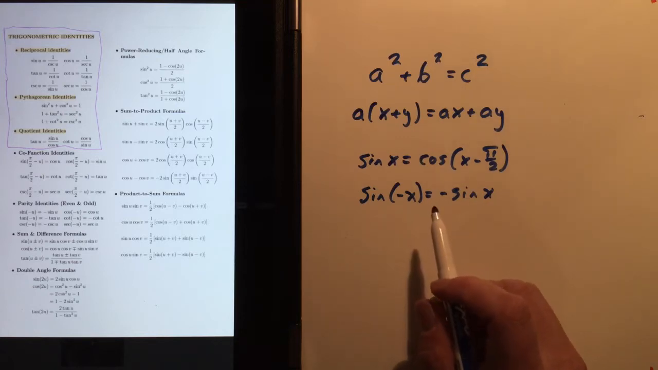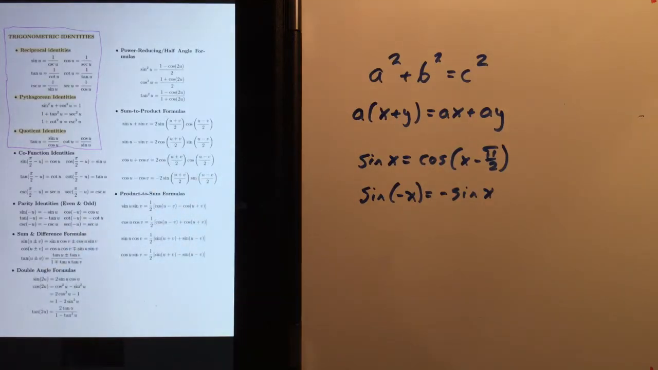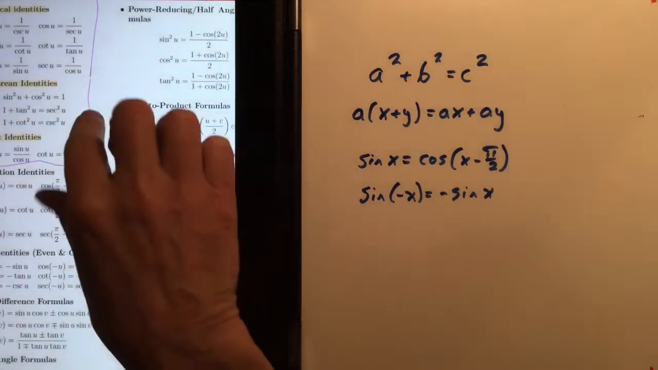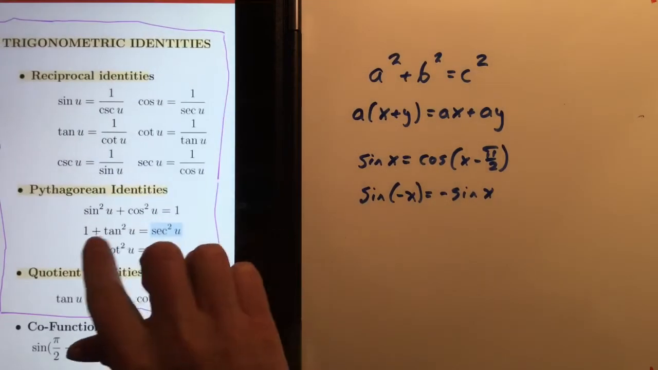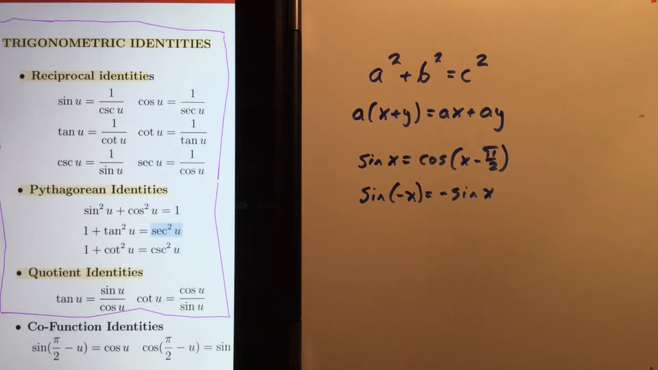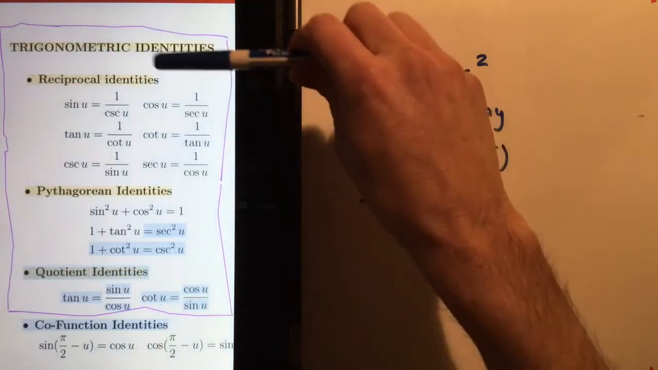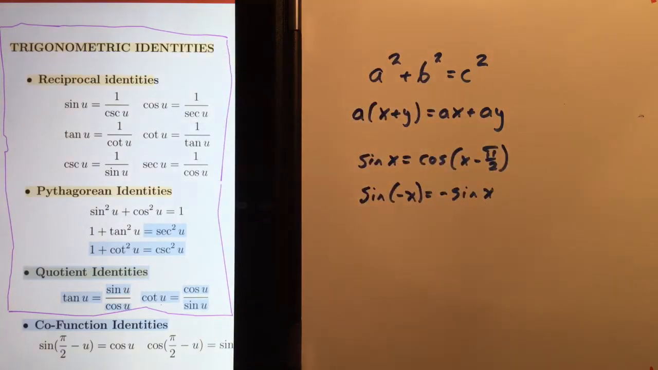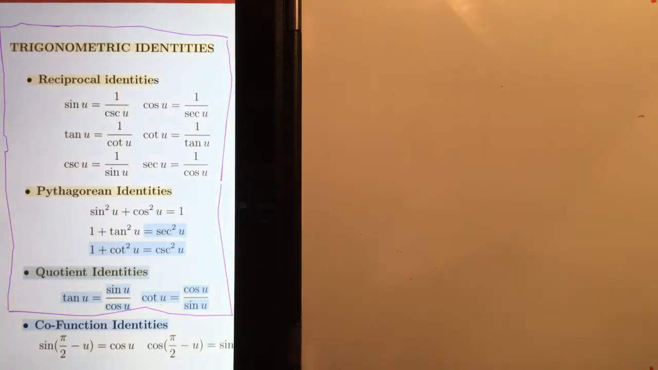Now, there are a gazillion of these trig identities. For this course, we're only going to need the ones highlighted here and surrounded in purple. We have the reciprocal trig identities, which are really more like definitions. We have the Pythagorean identities, and we have the quotient identities. So let's take a couple of these identities and prove that they're always true.